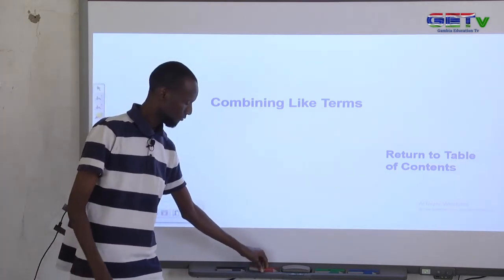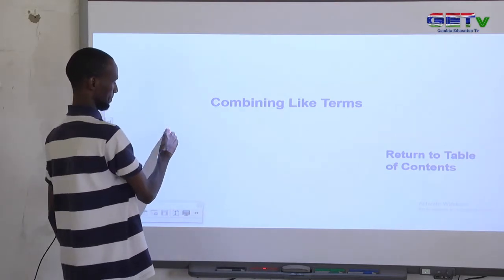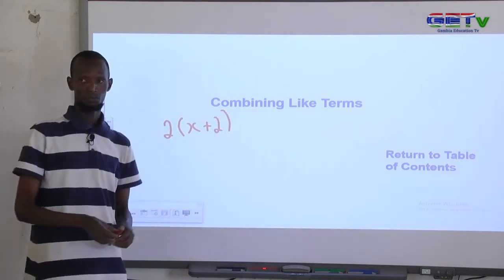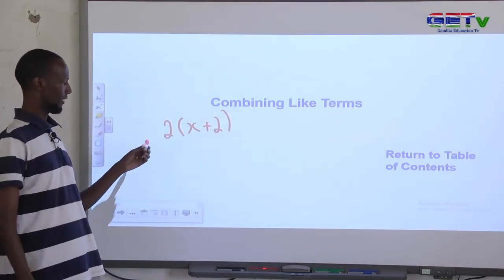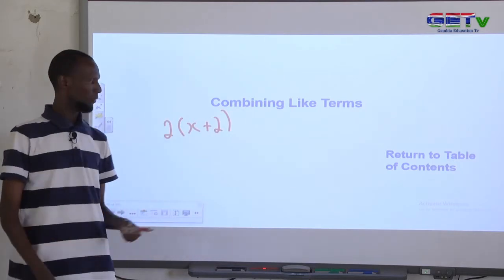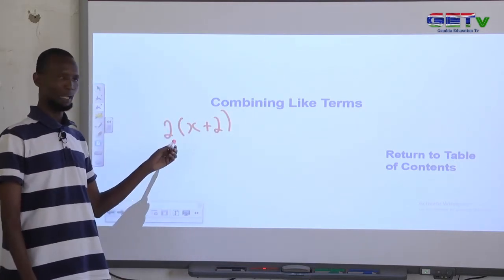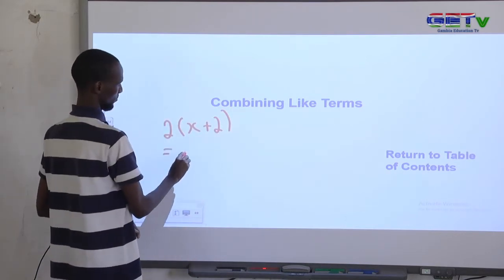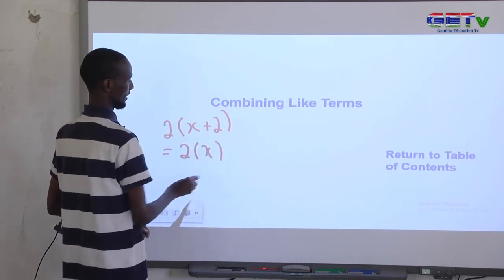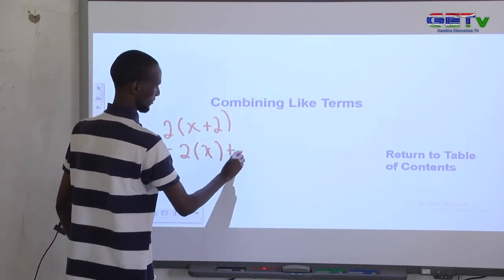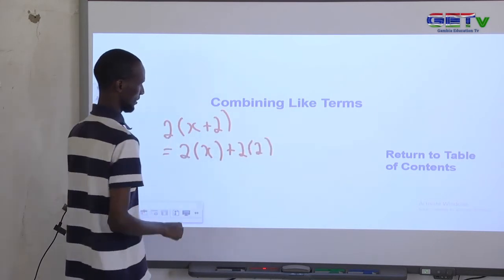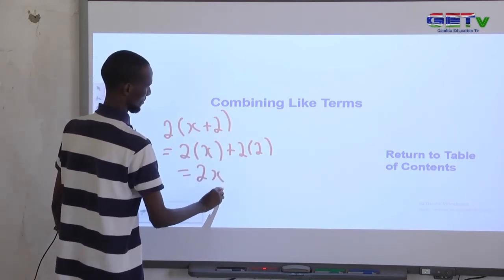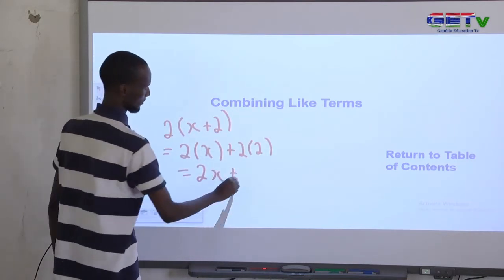We looked at things like if I have 2 into x plus 2, where if we want to expand these brackets, we simply need to distribute the 2 outside the brackets to all the terms inside the brackets. So this would lead us to 2 times x plus 2 times 2, and that will simplify to 2 times x is 2x, plus 2 times 2 gives you 4.